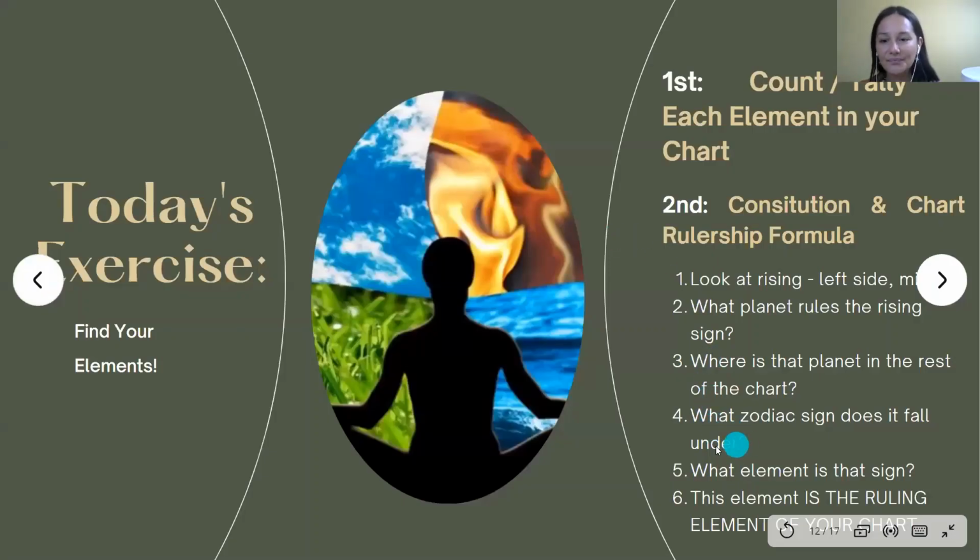Sorry for the tangent. What's the next step? We did number 3, and we found that the planet was in Virgo. Where's that planet in the rest of the chart? Number 4, what zodiac sign does it fall under? So 3 and 4 are basically the same. So where's the planet? We found it. It's in Virgo.